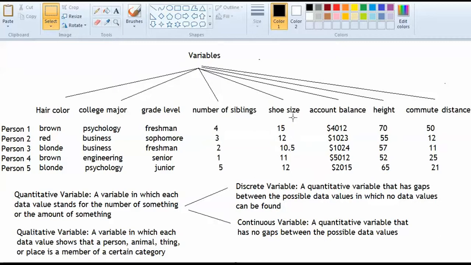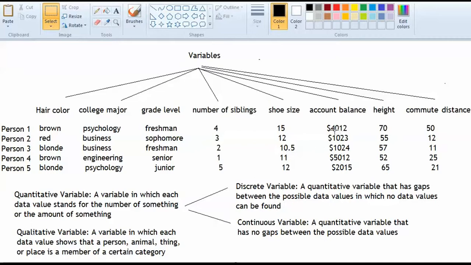Shoe size would also be a discrete variable because even though data values such as 10, 10.5, 11, and 11.5 are possible, it wouldn't be possible to have a data value between 10 and 10.5, between 10.5 and 11, or between 11 and 11.5. For example, a person couldn't have a shoe size of 10.75 or 11.25.